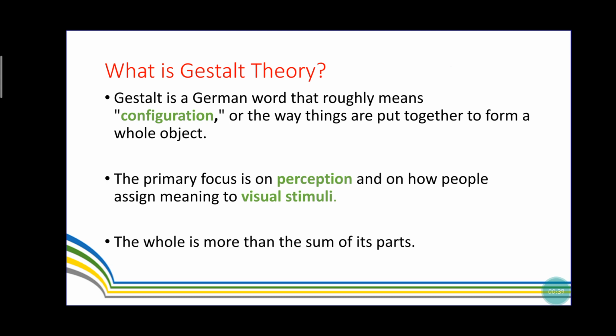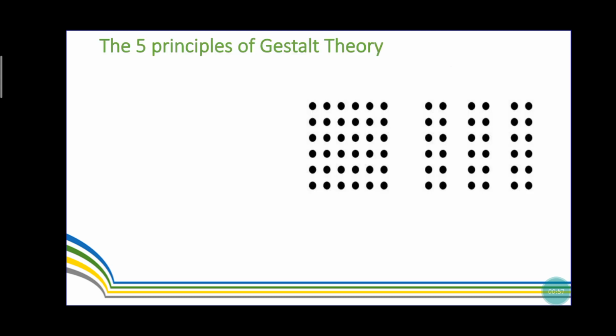The very famous phrase of Gestalt theory is, the whole is more than the sum of its parts. It means that it is better than you would expect from the individual parts, because the way they combine adds a different quality. So there are 5 principles of Gestalt theory.